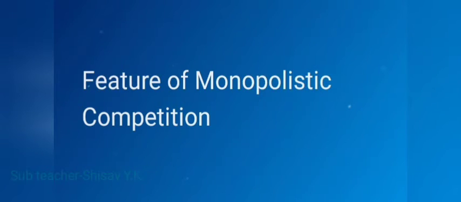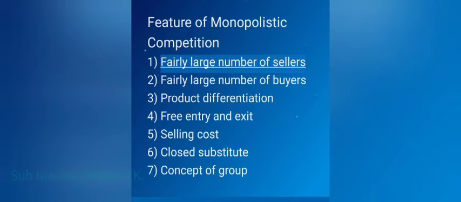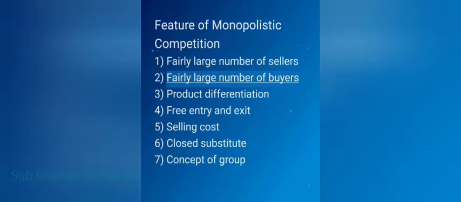There are some features of monopolistic competition. First feature is a fairly large number of sellers. In monopolistic competition, the number of sellers is large, but comparatively it is less than that of perfect competition. Due to this reason, seller behavior is like monopoly. Then second is a fairly large number of buyers. In this market, there are a fairly large number of buyers. Consequently, no single buyer can influence the price of the product by changing his individual demand.